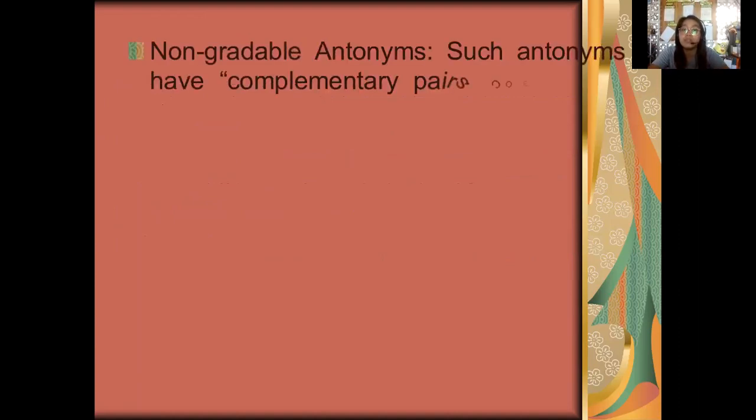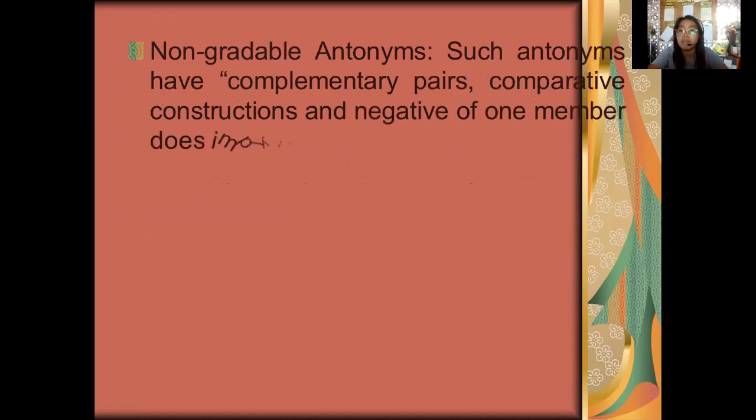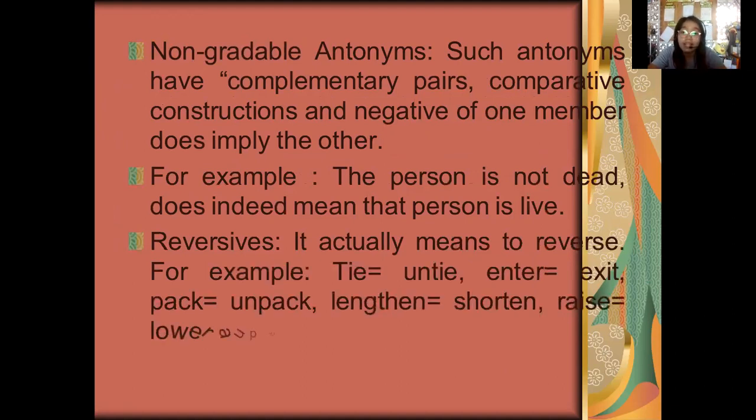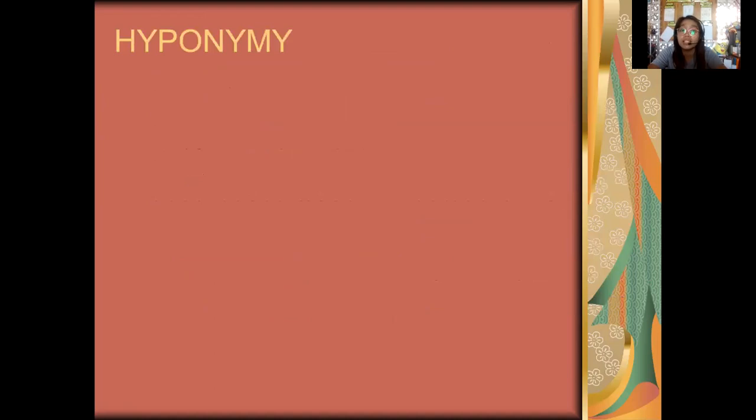How about the non-gradable antonyms, such as complementary pairs, which don't use comparative constructions, and the negative of one member implies the other. Example po nito ay, the person is not dead does indeed mean that the person is alive. Reversive naman, it actually means to reverse. For example, tie, untie, enter, exit, pack, unpack, lengthen, shorten, raise, lower, and dress, undress. Reverse lang po. Ayun yung idea ng synonym and antonym. How about the semantic relation of hyponymy?